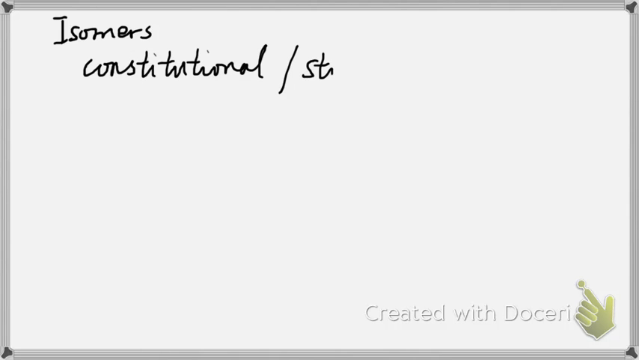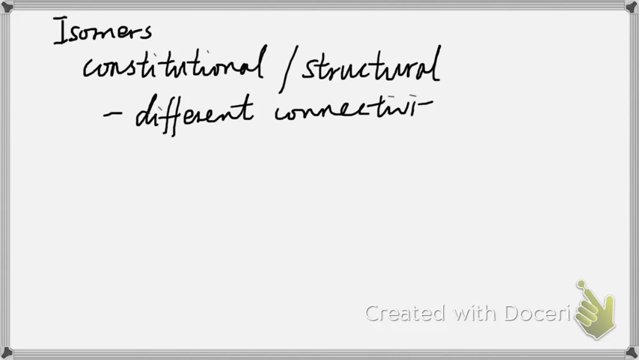Isomers are compounds that have the same formula but different structures. The isomers that we are going to talk about in this chapter mainly are constitutional isomers or structural isomers. They have the same formula but different connectivity, which means the carbons and hydrogens are connected in a different way.